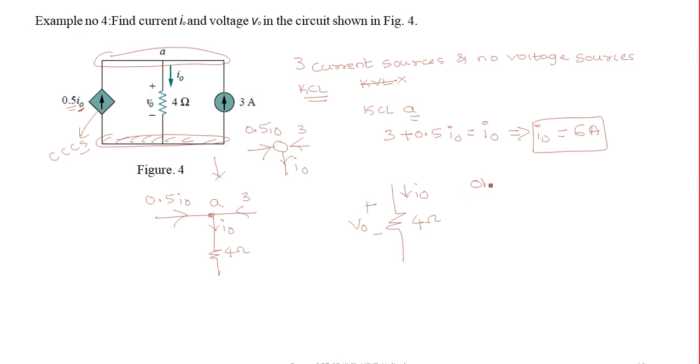So according to Ohm's law as well as the passive sign convention, current is flowing from higher potential to lower potential. So the voltage drop, with respect to Ohm's law, V equal to IR, that is I naught times 4. I naught we have already found, so that is 6 into 4, which will be 24 volts. Okay, so this is how you should approach.